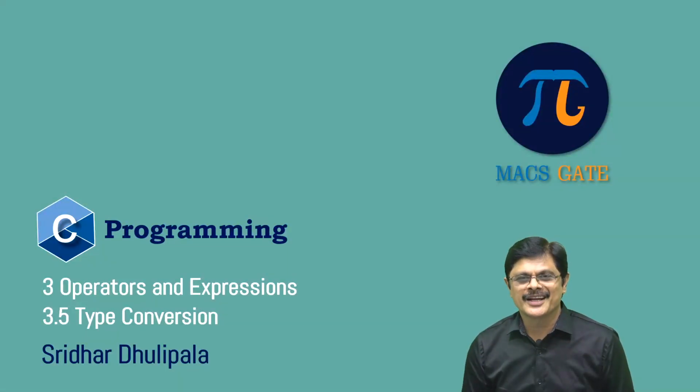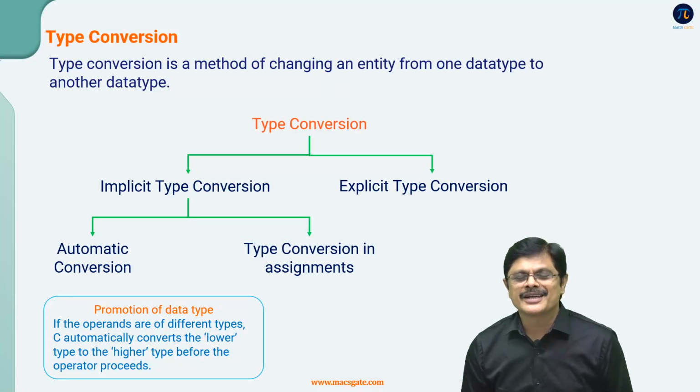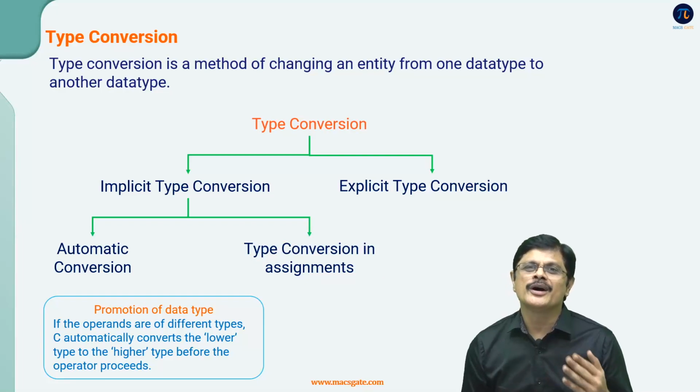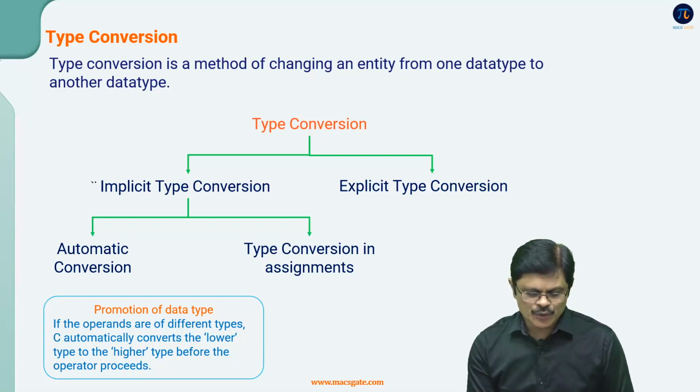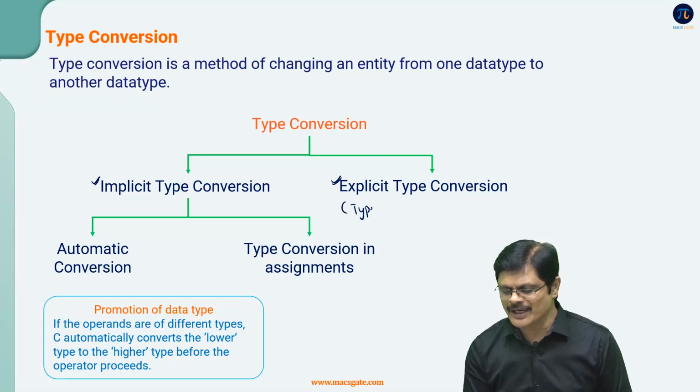Welcome back. The next topic is type conversion. Type conversion is a method of changing an entity from one data type to another data type. There are two types of type conversion. One is implicit type conversion. The other one is called explicit type conversion. This explicit type conversion we also call typecasting.